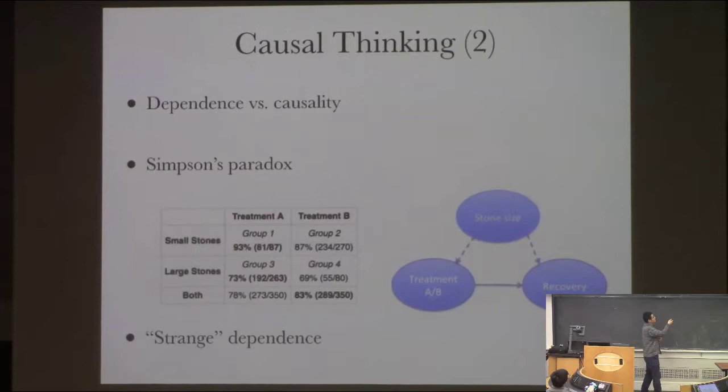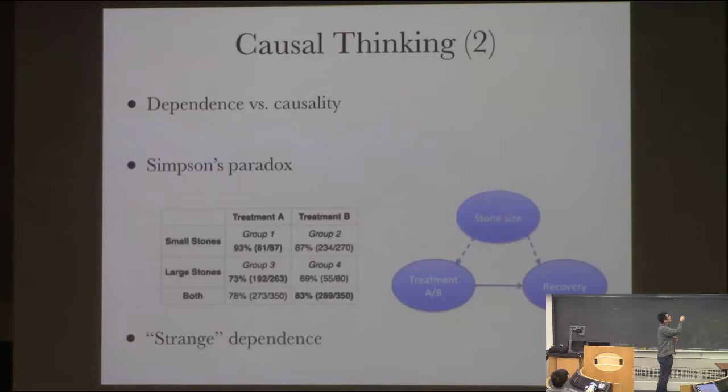You can see that for small stones, A is better. The recovery rate is higher. And for large stones, the recovery rate for A is also higher, right? So that means, for each group, essentially A is better if you only care about the recovery rate. However, after they mix the patients, combining the two groups of people, they found that, oh, now B is better, as you can see from the higher recovery rate corresponding to B. So now comes the question, suppose you are a doctor and you only care about the recovery rate of the patients. And now suppose a new patient just comes to you, would you like to recommend A or B?